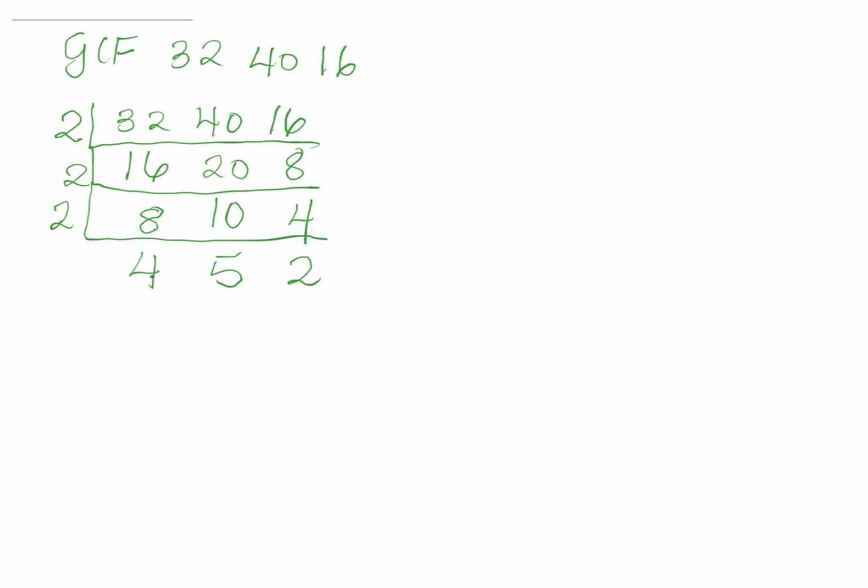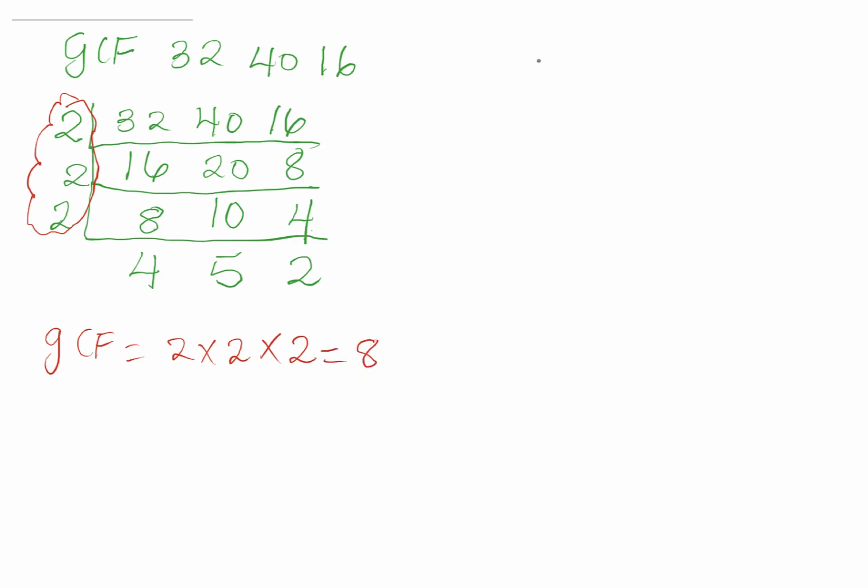Now we get here, you have 4, 5, and 2. The only number that can divide them is 1. So here, your GCF, remember your GCF is always what's on the outside here. So your GCF is 2 times 2 times 2, which is 8.